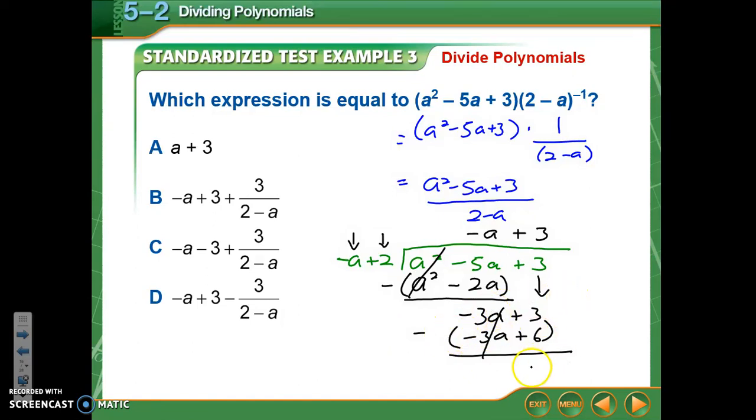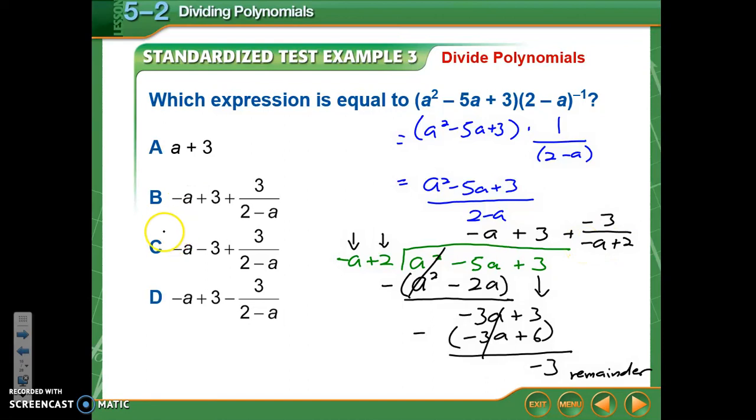3 minus 6 is negative 3. And now I have no more terms to bring down, so this negative 3 is my remainder. So what we're going to do is write plus negative 3 over negative a plus 2.